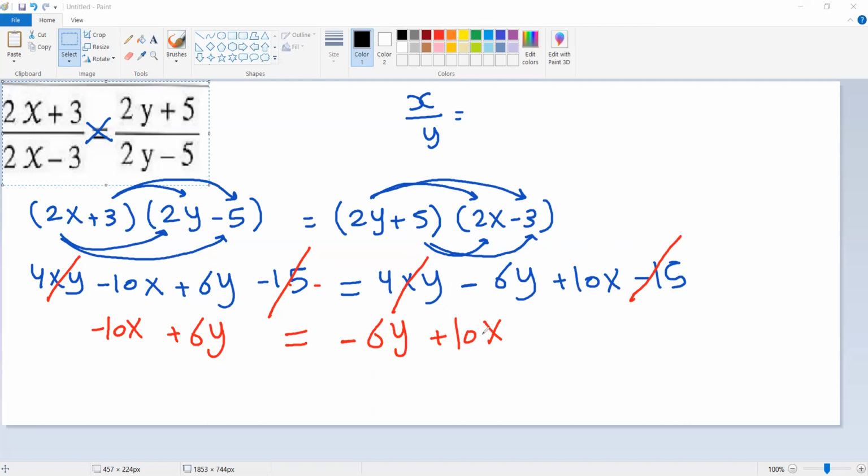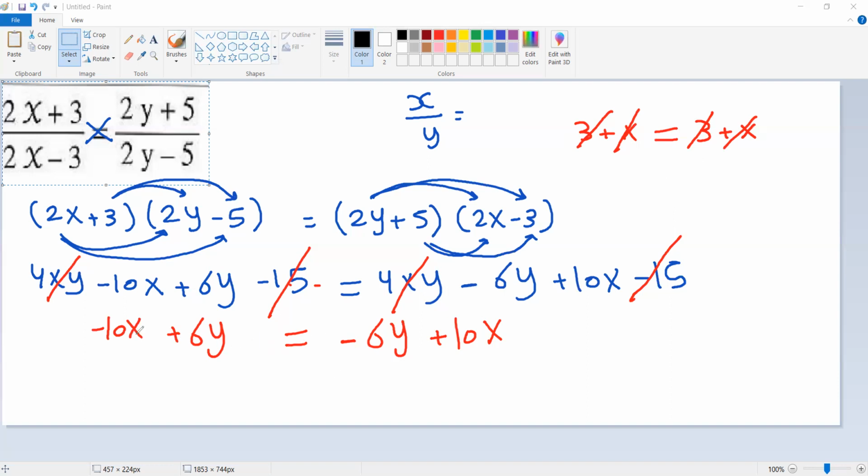And don't make this mistake: don't cancel negative 6y and 6y. They are not the same. I cancel like terms because we have equals. If I say to you 3 plus x equals 3 plus x, they are the same. So cancel x and x, cancel 3 and 3. They are like terms on both sides.